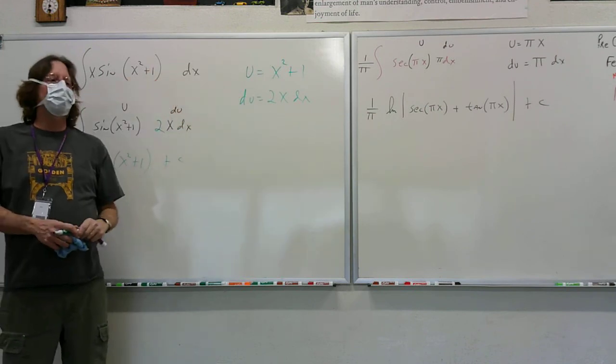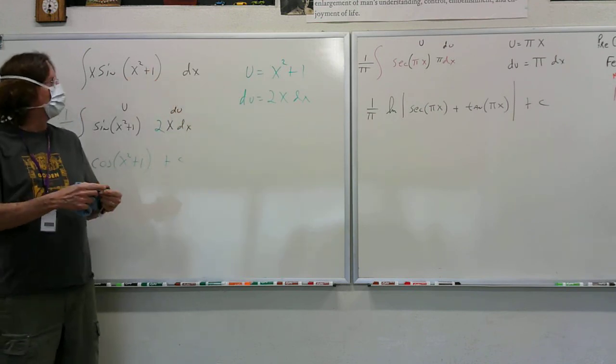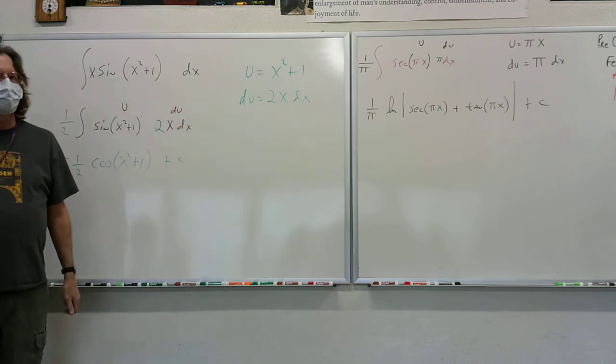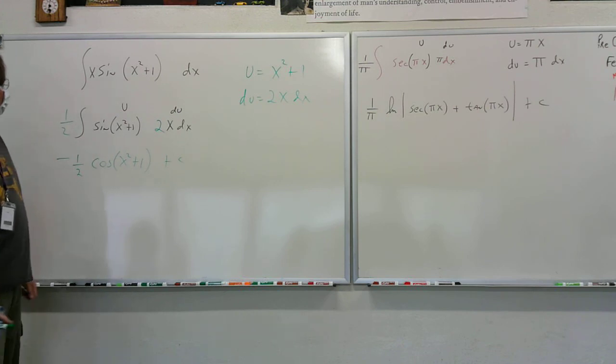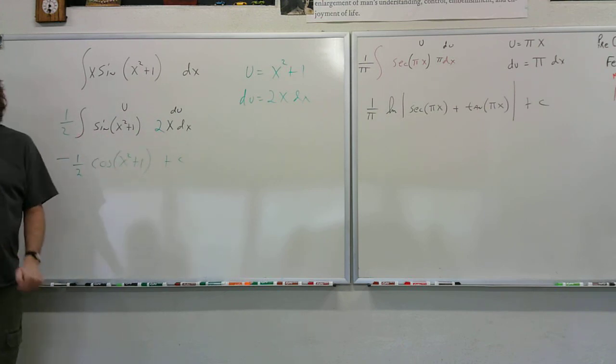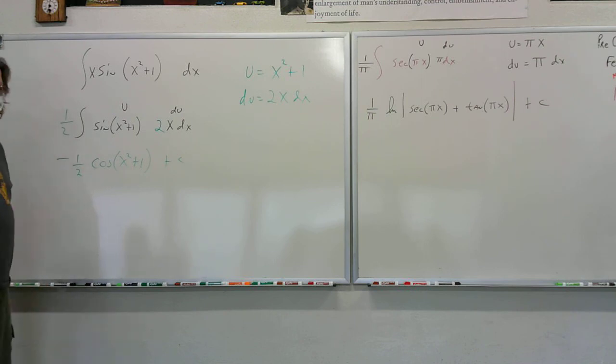And that's what's going to get you in trouble next year: nobody is going to take the time to write that down if it's this obvious. Why is it -1/2? Because the rule says when you integrate sine u, du, you get negative cosine u. Oh, that's right, okay.